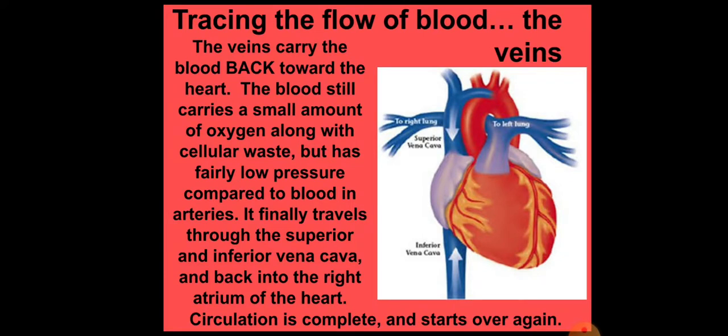The veins carry the blood back toward the heart. The blood still carries a small amount of oxygen along with the cellular waste, but has a fairly low pressure compared to blood in arteries. It finally travels through the superior and inferior vena cava and back into the right atrium of the heart. Circulation is complete and starts over again.